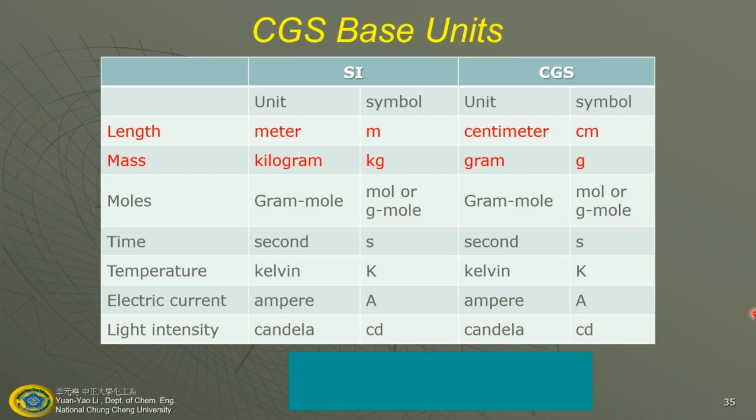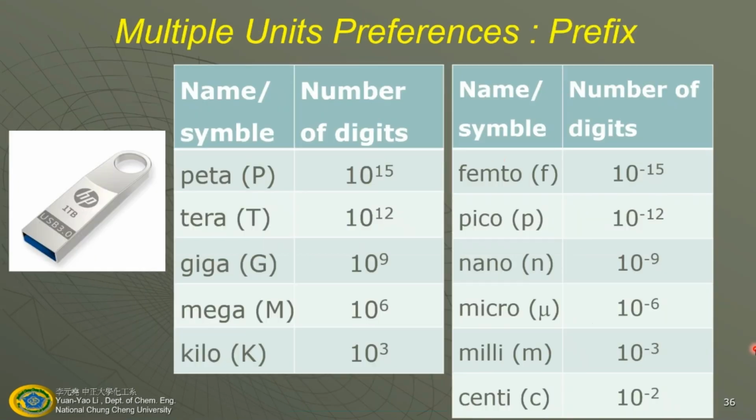Okay, so we understand SI base units. How about CGS base units? There are only 2 unit differences, length and mass. For SI, it's meter; for CGS, it's centimeter. In terms of mass, for SI it is kilogram; for CGS it is gram. Others are the same. So this is not difficult at all. I hope you get the point very easily.